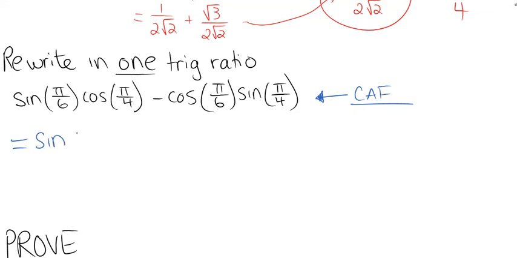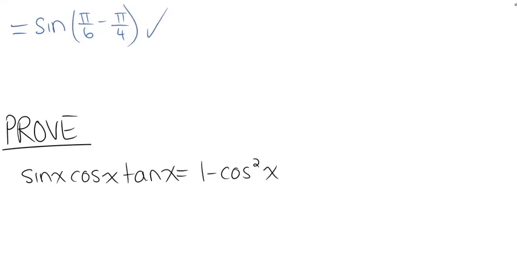Okay, so it's a sine A minus B. Done, because that's A and that's B. That's it. Boom. One trig ratio. Did it.